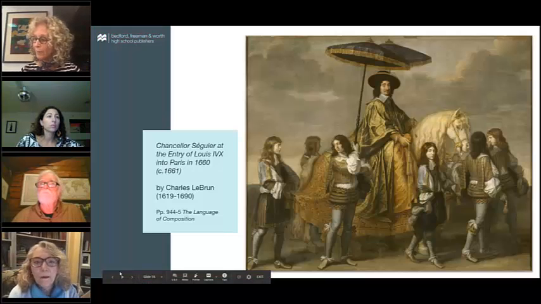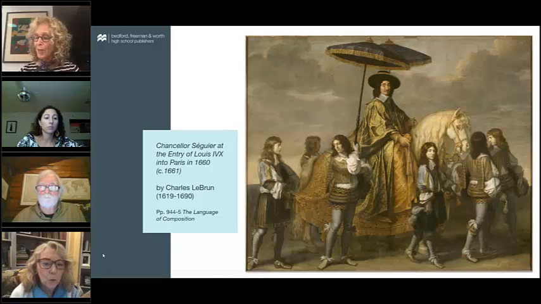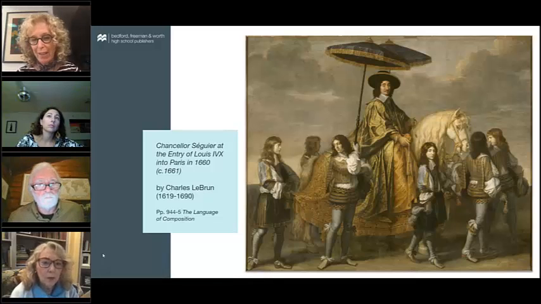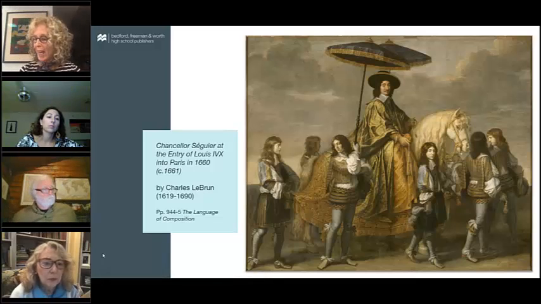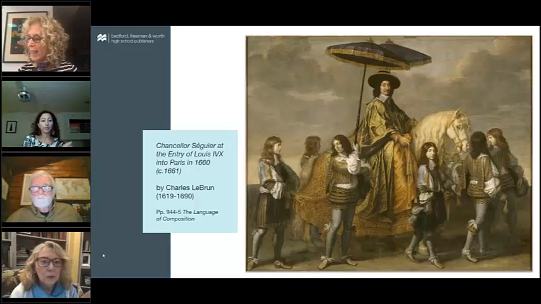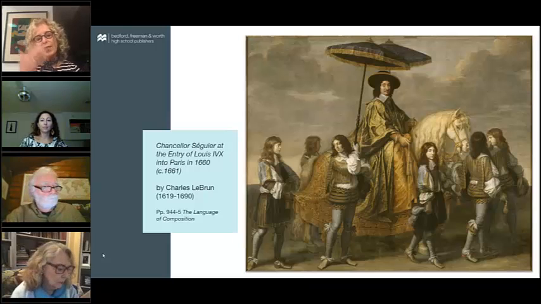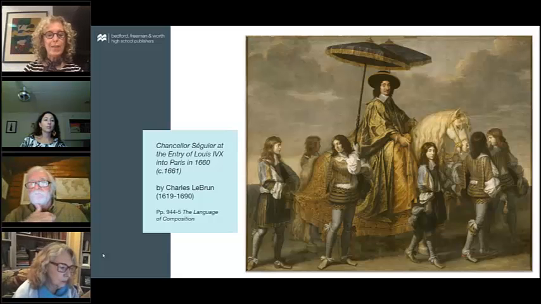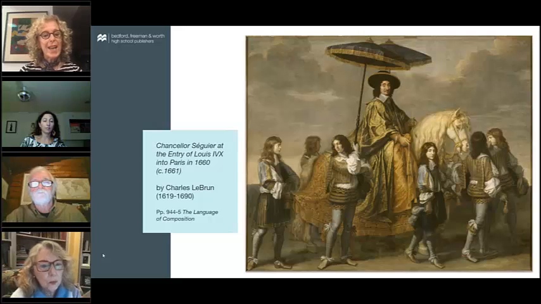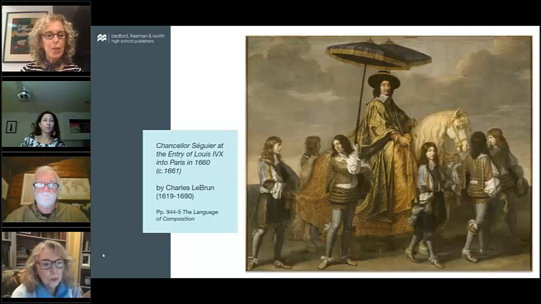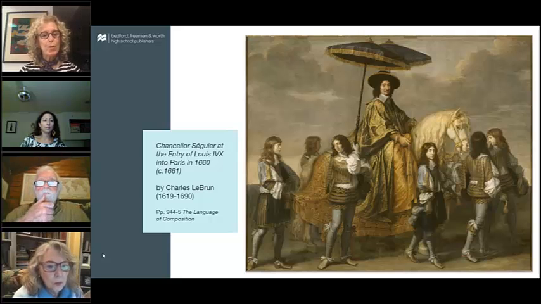So Kehinde Wiley, I'm just going to give a little background. I'm sure a lot of you know his work. His painting is inspired by classical works, and we have this in TLC, page 944 and 945. This is a painting of Chancellor Séguier at the entry of Louis XIV into Paris in 1660.